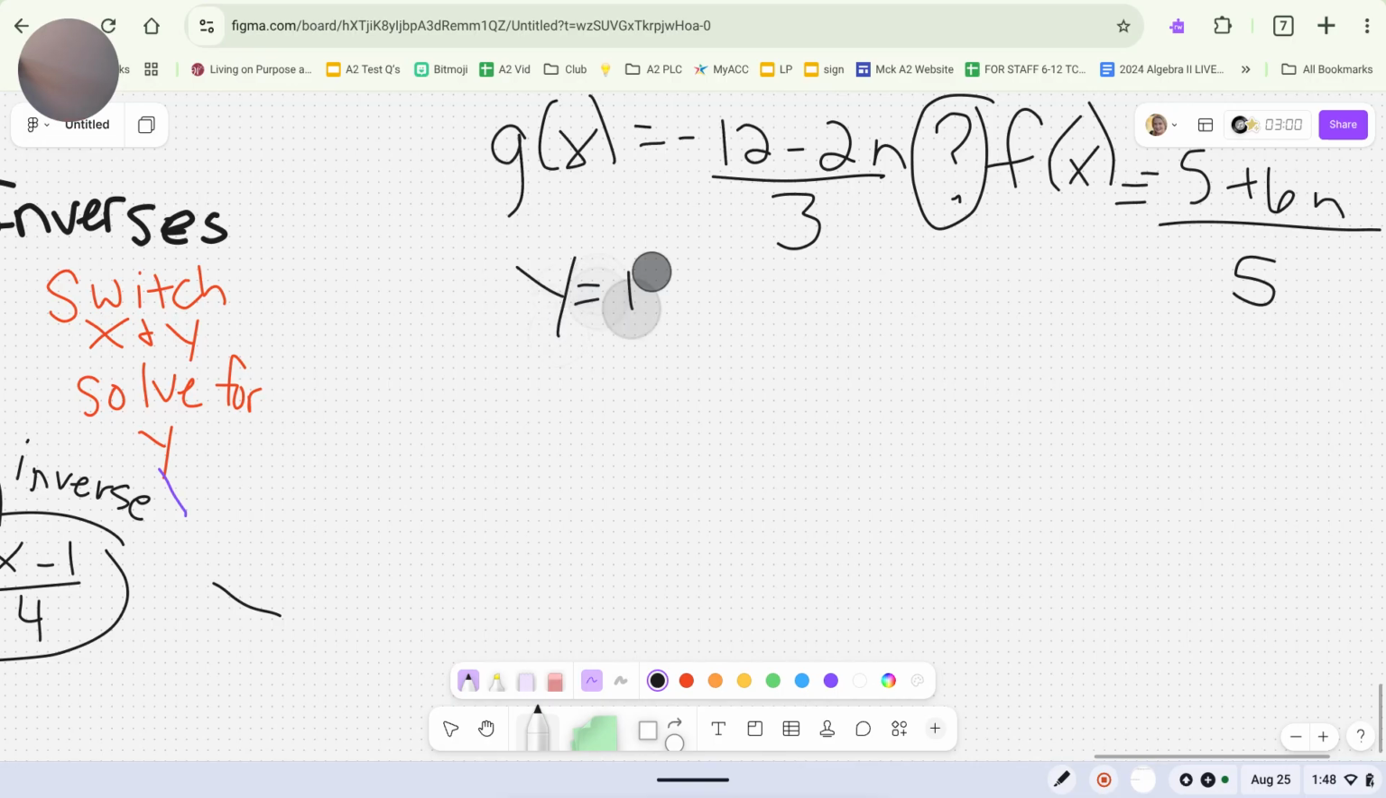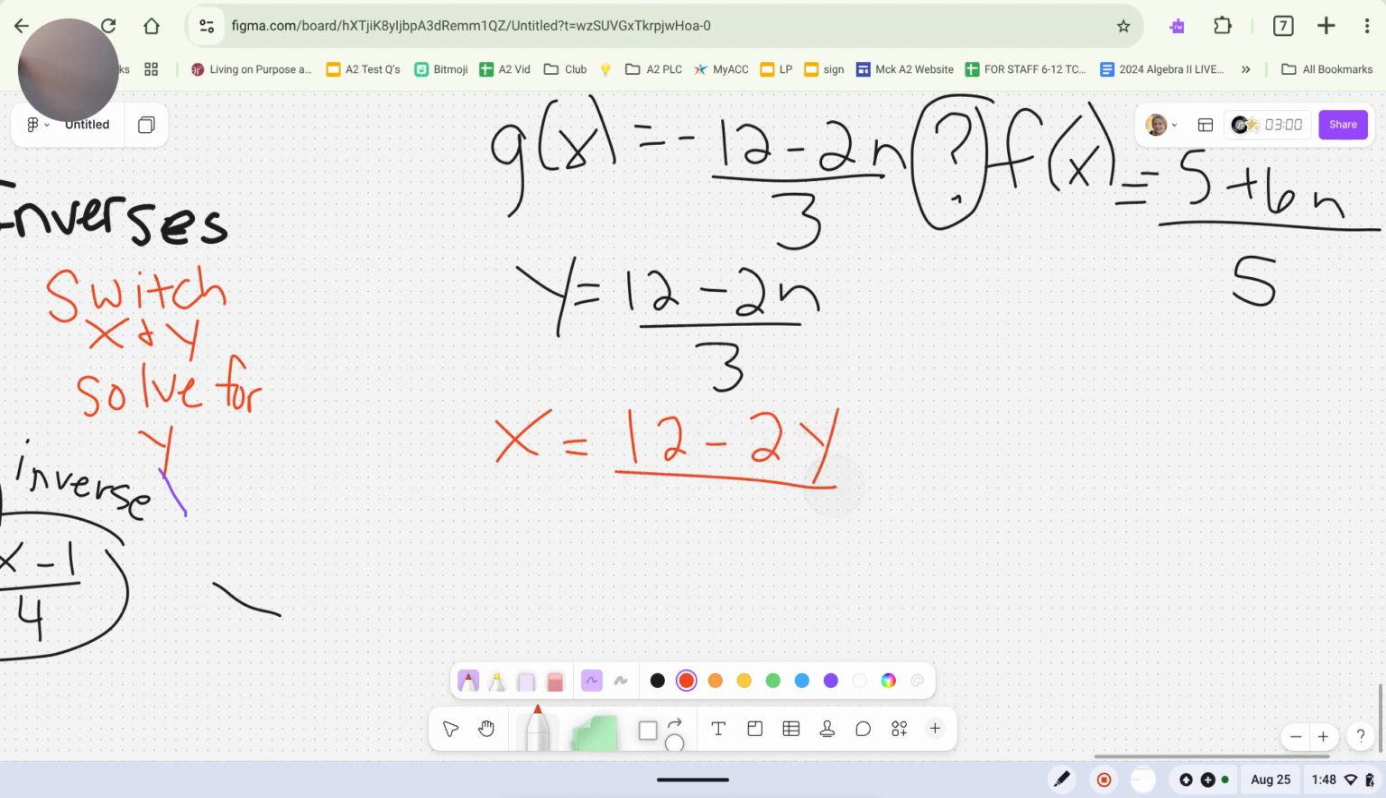Y equals negative 12 minus 2n over 3. Now I'm going to switch it. X equals negative 12 minus 2y over 3. I guess I could have put an n instead of an x, since an n's in the equation. I don't like it when they use different letters. I just always like it to be x and y.